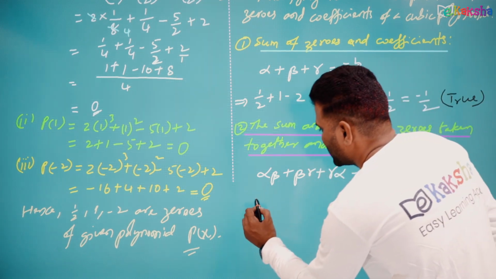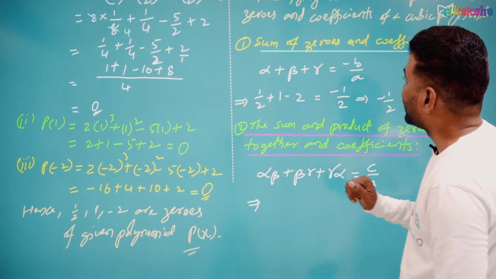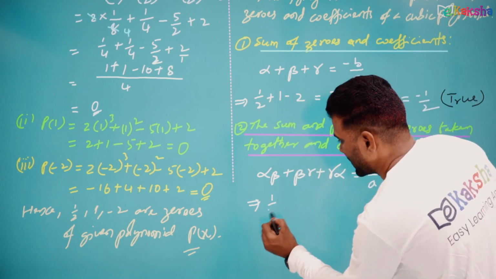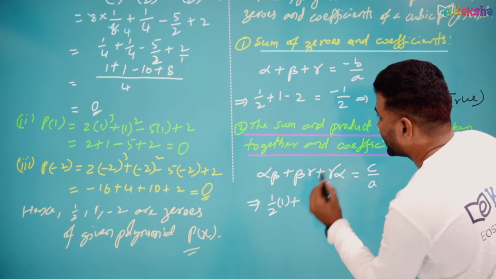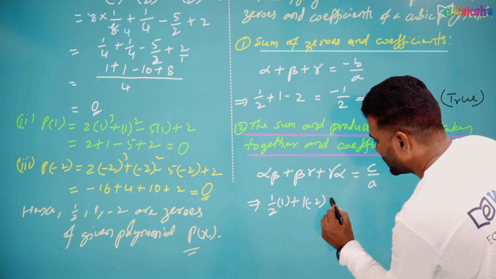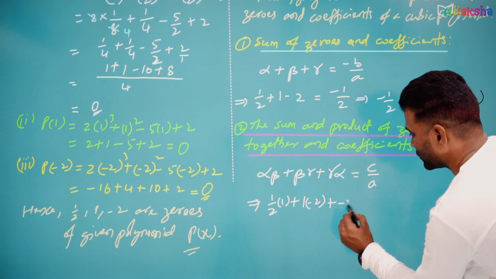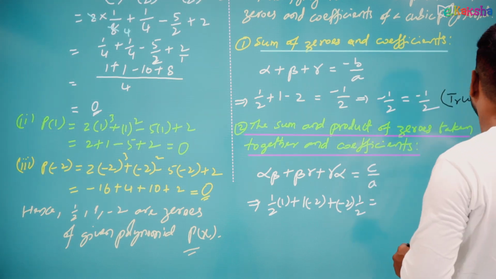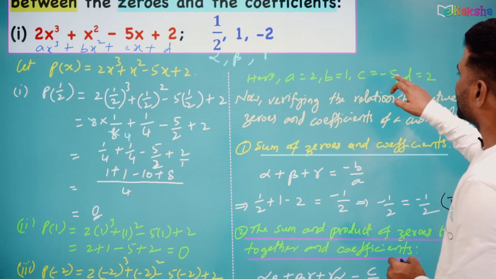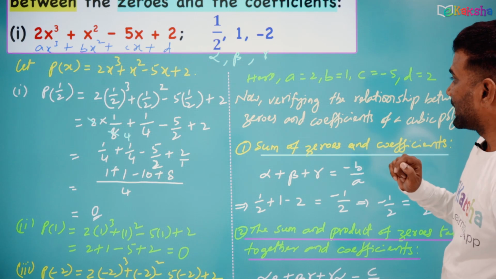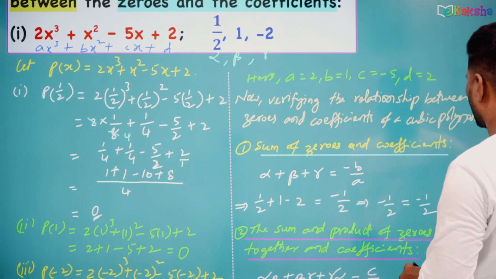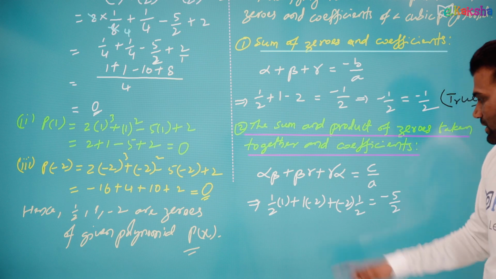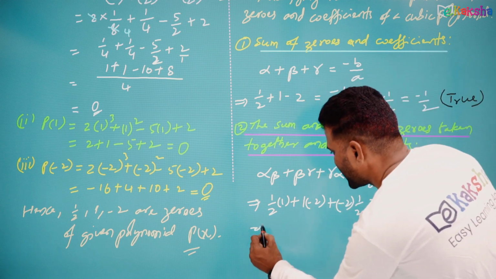So let us substitute the values. Alpha into beta: here alpha is half, beta is 1, so half into 1, plus beta into gamma, 1 into negative 2, plus gamma into alpha, negative 2 into half, is equal to c upon a. Here c is negative 5 and a is 2, so negative 5 upon 2. Now let us simplify this.